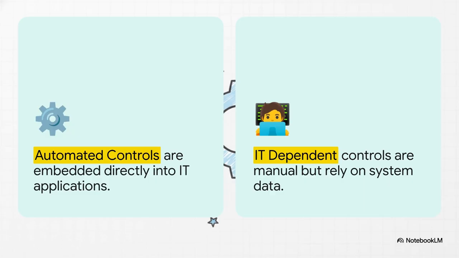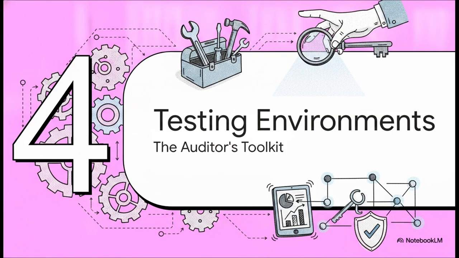But then we have this interesting hybrid category called IT-dependent controls. These are actually manual controls performed by human beings, but they rely entirely on data or reports spat out by the IT system. And because they rely on that system data, their effectiveness completely depends on those general IT controls being rock solid. All right, Section 4, Testing Automated Environments, the Auditor's Toolkit.